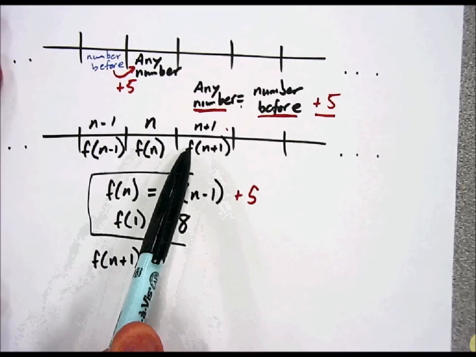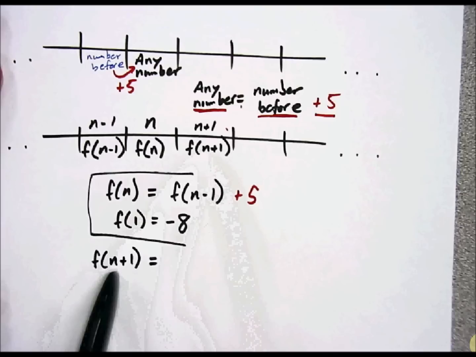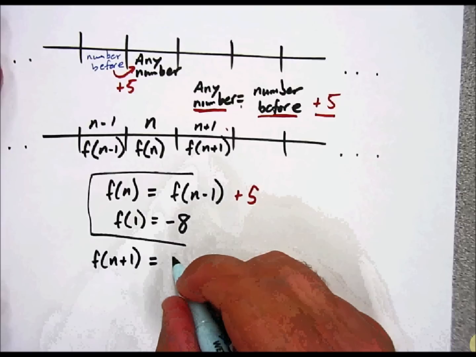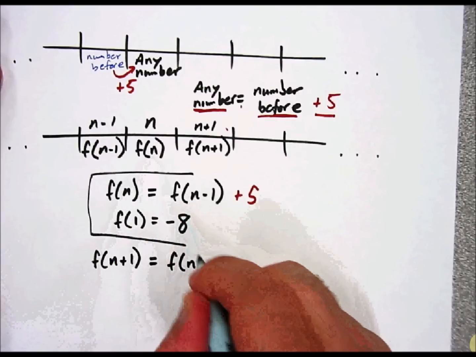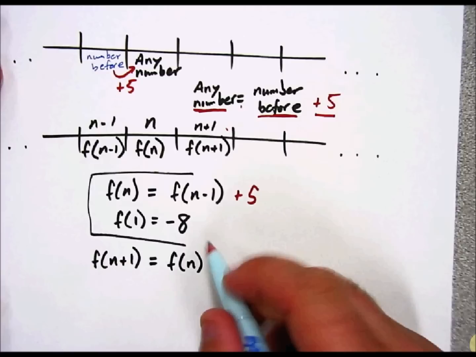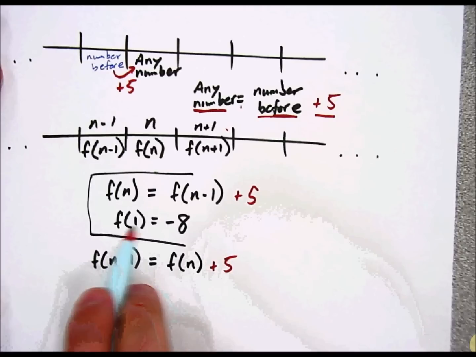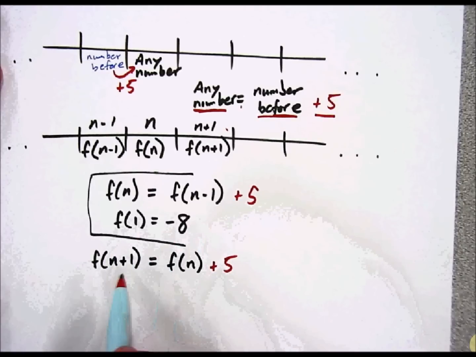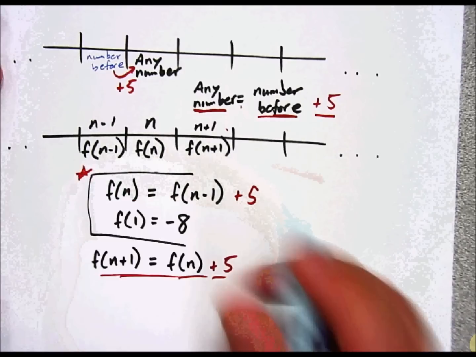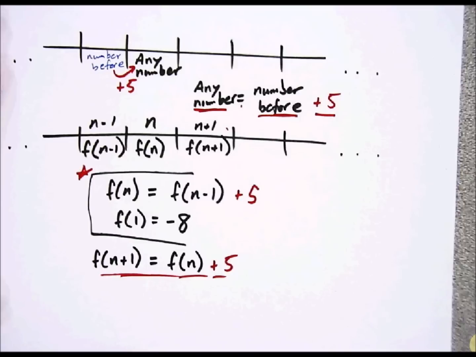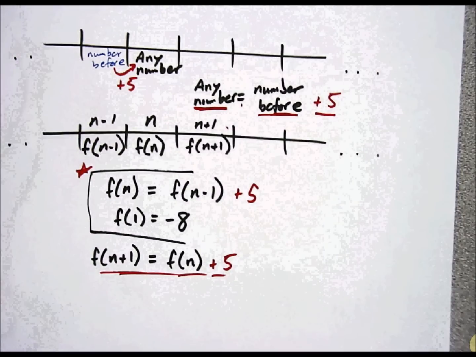Right? So I could say, if I started my rule with this, f of n plus 1, I'm going to take f of n, which came before it, and I'm going to add 5. And the same thing, f of 1 is minus 8. So if you see it that way, it's really saying the same thing. More often you'll see it this way. Okay? So let's take a look at a couple other examples.